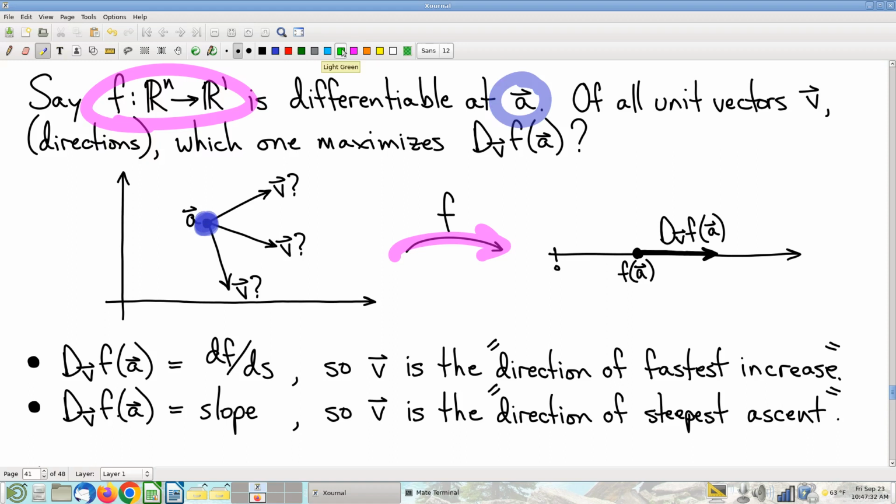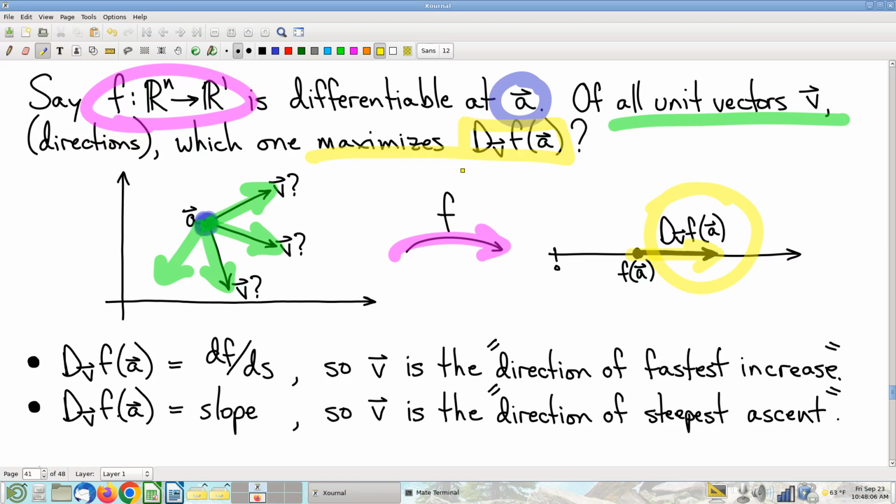Here's the thing. If you're sitting at that point A, there's a bunch of different directions that you can move. And again, I'm going to use unit vectors to represent directions. And these are just some of them. Of course, there's an entire circle of different directions that you could move. Of all of those directions, starting at the point A, which one is going to make the directional derivative, let's see here, colors, I'll use yellow, which one is going to make the directional derivative, namely how fast the function's changing, which one's going to make that as big as possible?